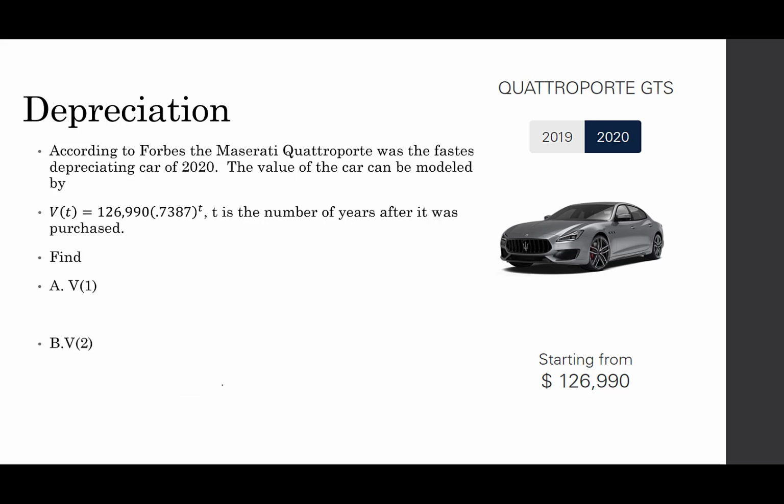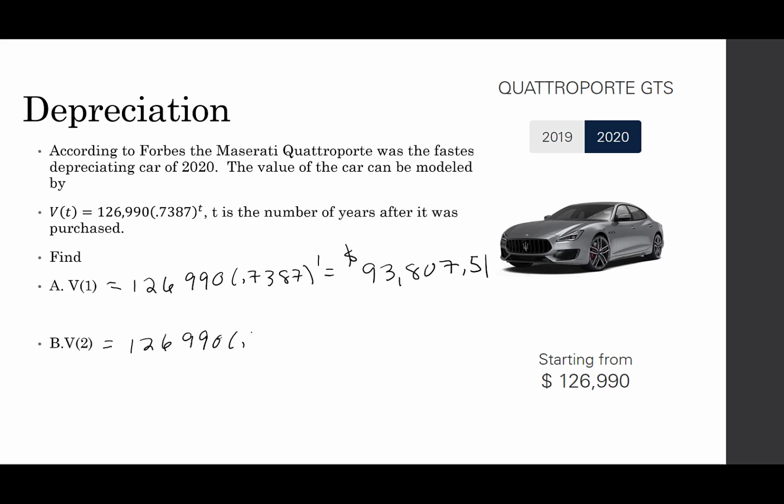So now, keeping that, we're going to find the value V(1) and then V(2). We're going to put in 126,990 times 0.7387 to the power 1. This says after 1 year, the car is now worth $93,807.51. Now let's look at 2 years. So we go back to the beginning, 126,990, and we put 0.7387 now squared. This is $69,295.61. That's a huge amount of depreciation for just 2 years.